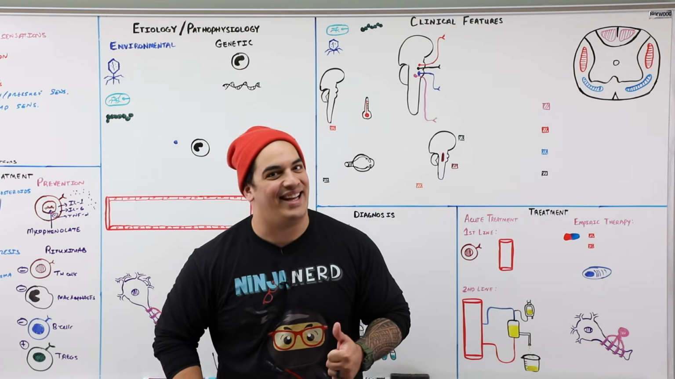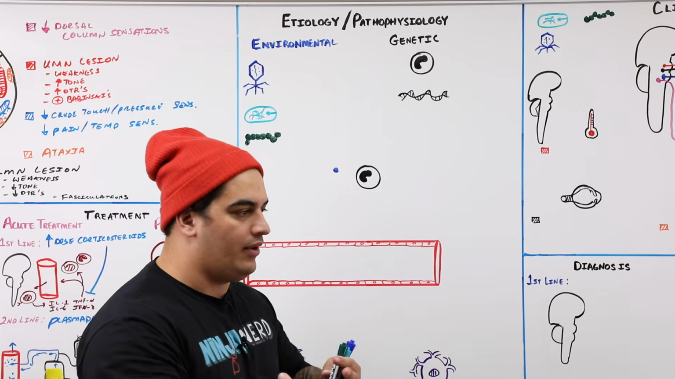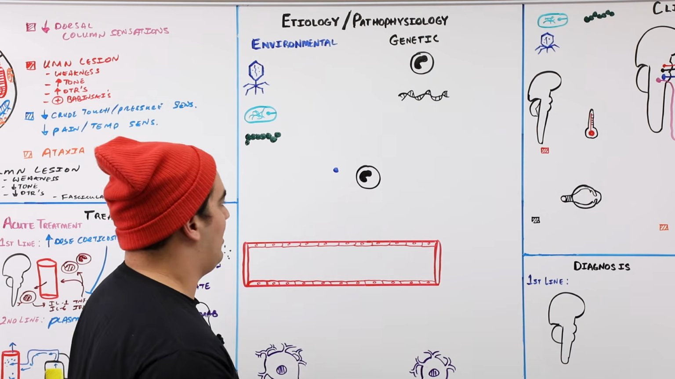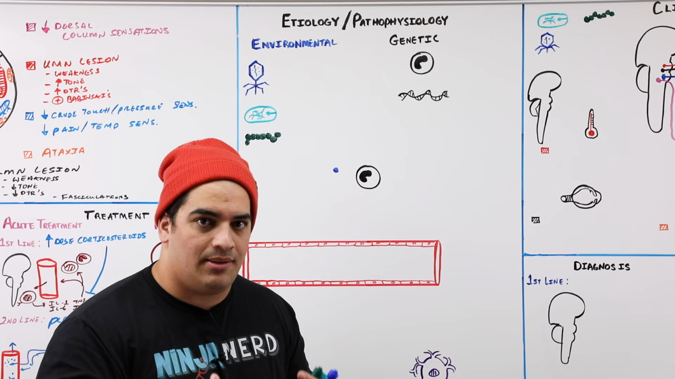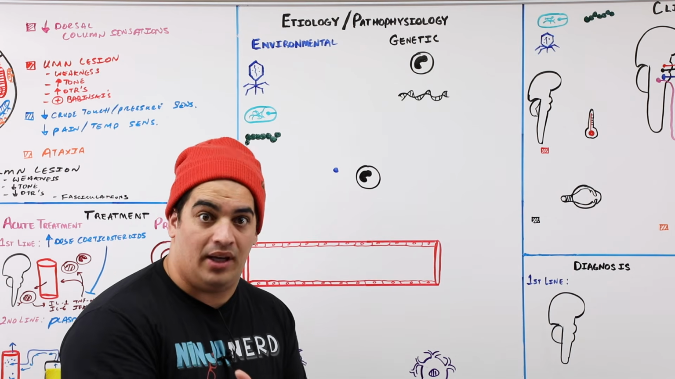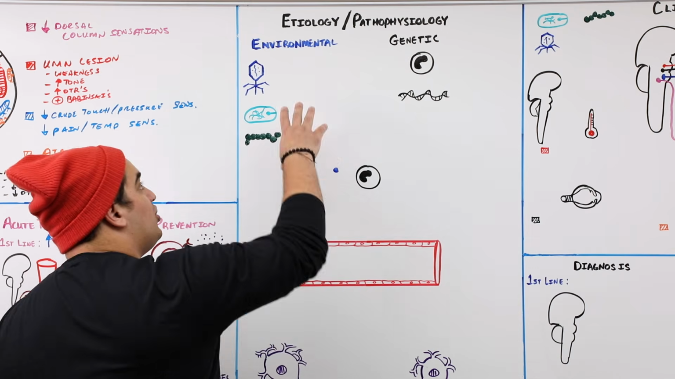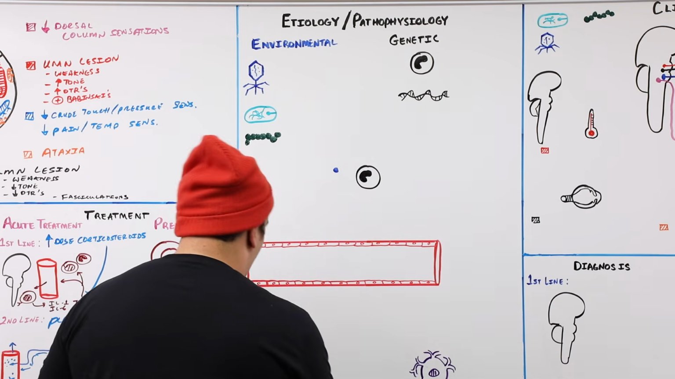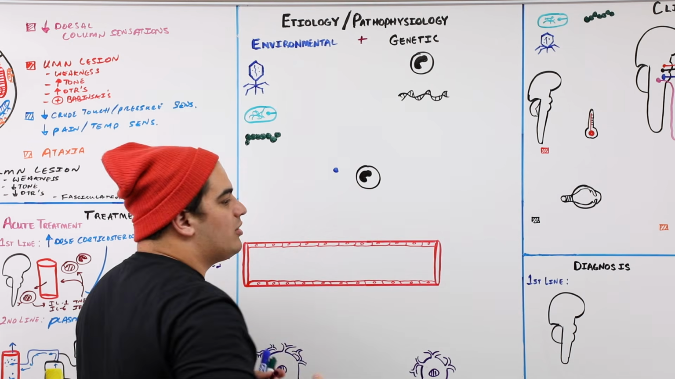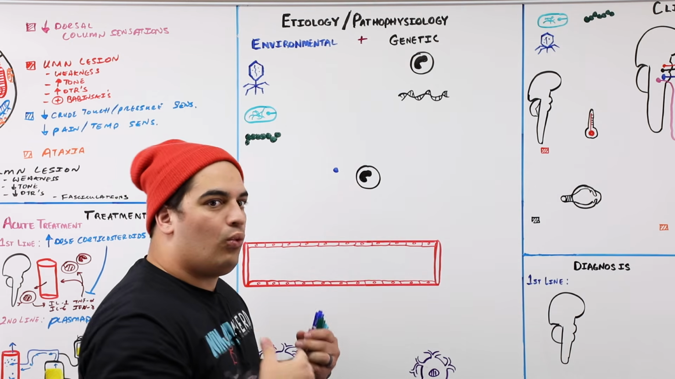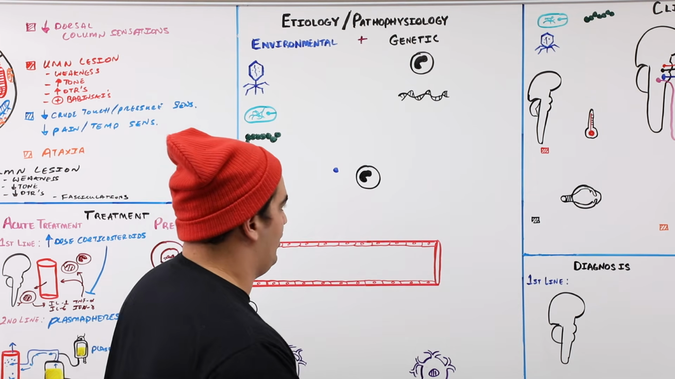So let's get into ADEM. Let's start talking about the etiology and pathophysiology of ADEM, acute disseminating encephalomyelitis. We don't know the exact pinpoint causes, but we have some things that we believe could be a potential trigger or related to ADEM. It is believed to be somewhat of an autoimmune disease. It's kind of like multiple sclerosis, just a really intense acute flare-up, and it tends to happen in younger individuals.